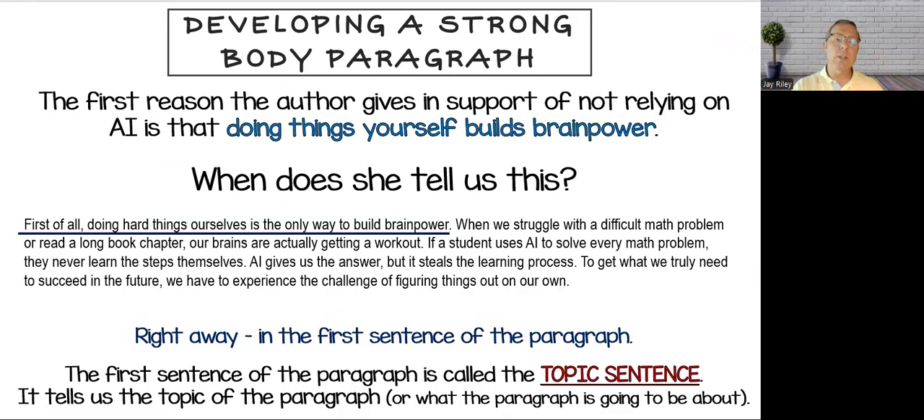So let's go back and take a look at this first paragraph. We're going to look more closely here. And the author says that doing things for yourself builds brain power. Now, if you look at this paragraph, the author tells us this right away in that first sentence. Remember, we said we want to be direct when we're sharing our opinion. We also want to be direct when we're writing our body paragraph. So we want to tell the audience what our big idea is for that paragraph in the first sentence. That first sentence tells the topic of the paragraph, so we call it the topic sentence.